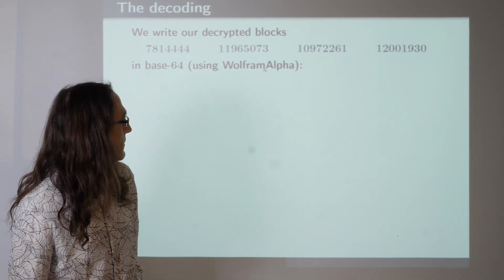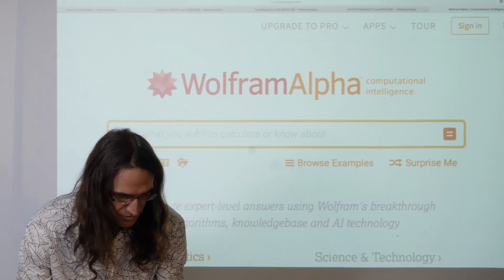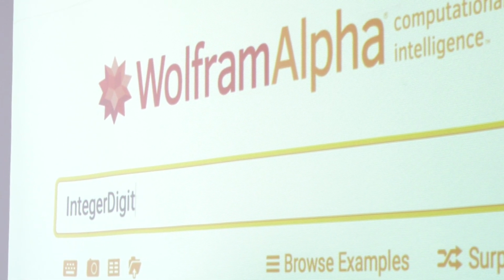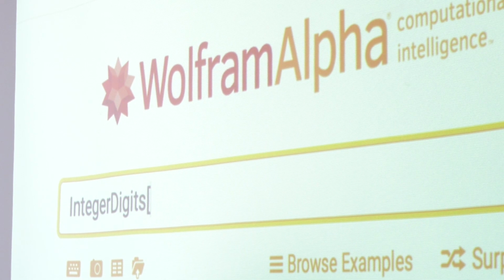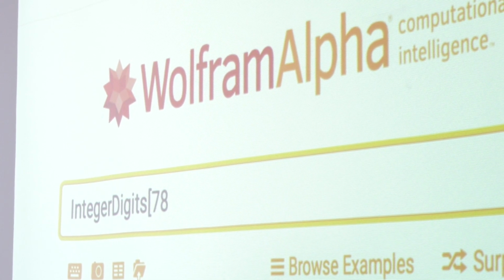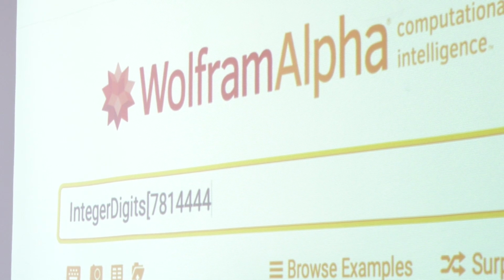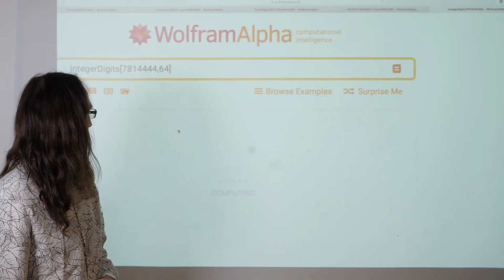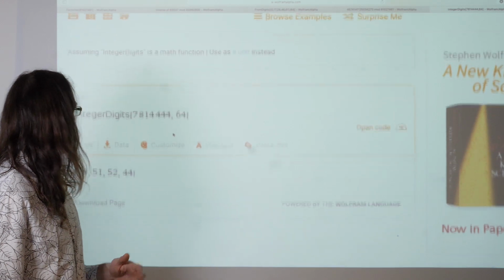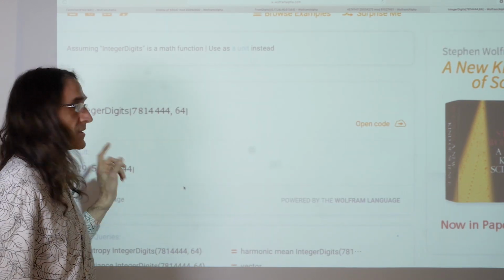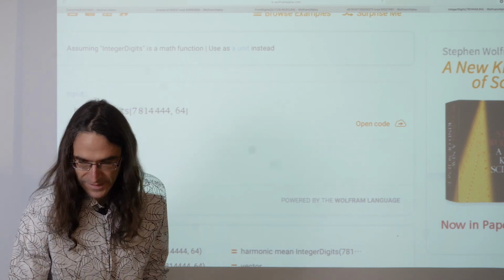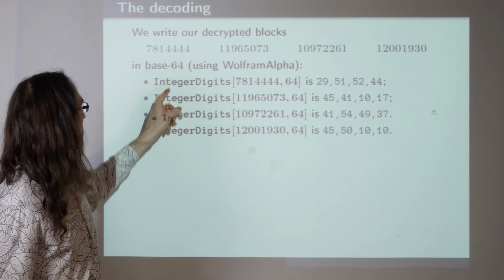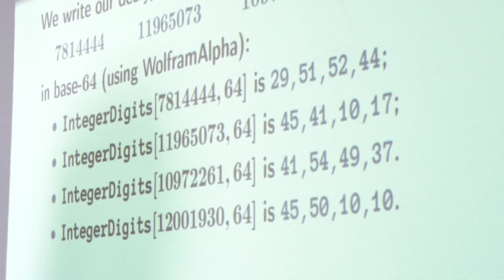Again, Wolfram Alpha has a nice command for doing that. The command is called IntegerDigits. So, for example, our first block was 7,814,444, and we want that in base 64. And it should give us a string now this time of 4 digits, 29, 51, 52, 44. And again, we do the same for all of our blocks. And we get here all these strings of digits, now only 4 digits.